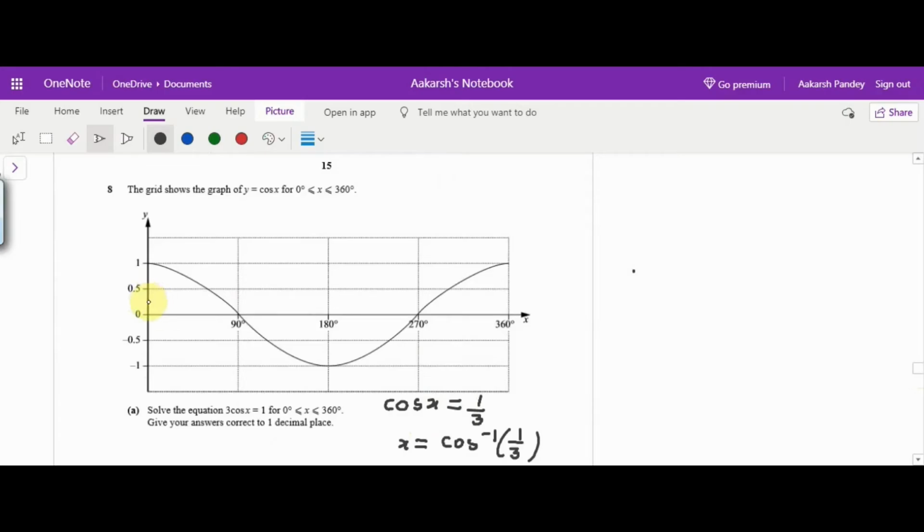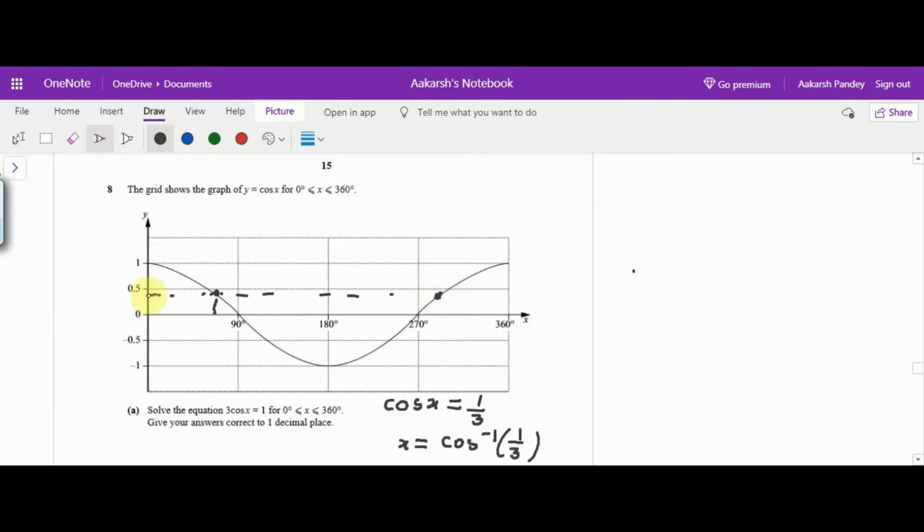Now one thing to note over here, cos x equal to 1 by 3. 1 by 3 is 0.33, so it will be somewhere around this location. This is the point. So I'll get some value for the angle. Let us just say that it is some 70 degrees. X is nearly 70. But if you extend this line of 1 by 3, you see that you get a second value as well. And even by seeing the graphs, the answer that they expect from you is two answers. So you also need this second answer.